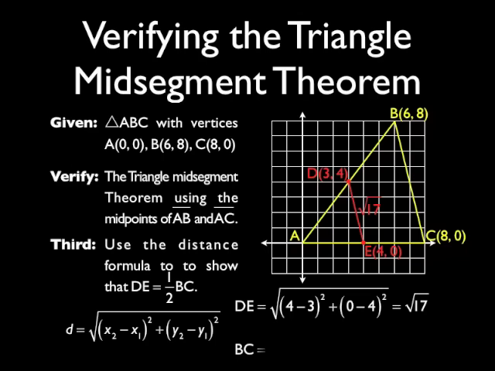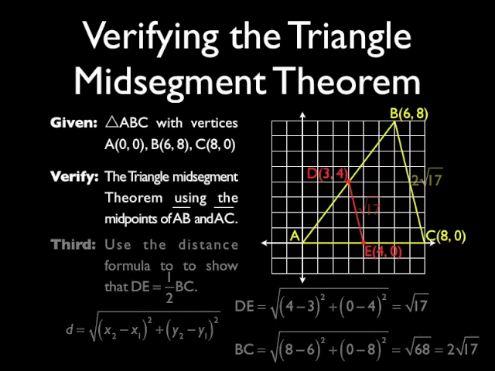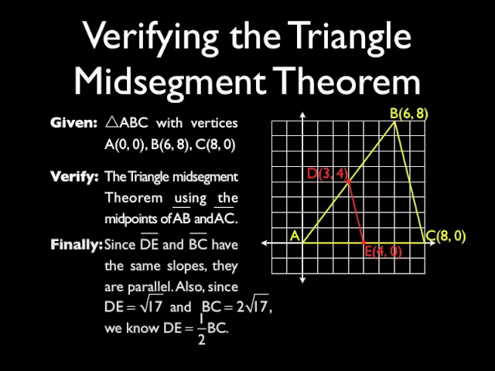And segment BC is absolutely no different. 8 minus 6 squared plus 0 minus 8 squared. That is the square root of 68, but 68 is 4 times 17, so that reduces to 2 times the square root of 17. So finally, we realize that they both have a slope of negative 4. Same slopes means they're parallel. And since DE is the square root of 17 and BC is 2 times the square root of 17, then DE is half of BC. Thus, we have verified the triangle midsegment theorem for this triangle ABC.